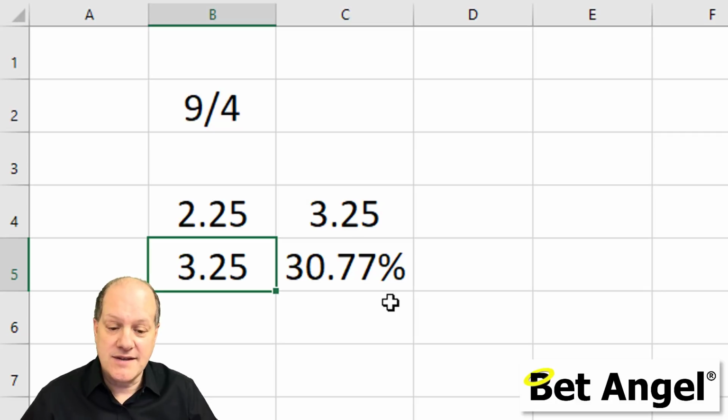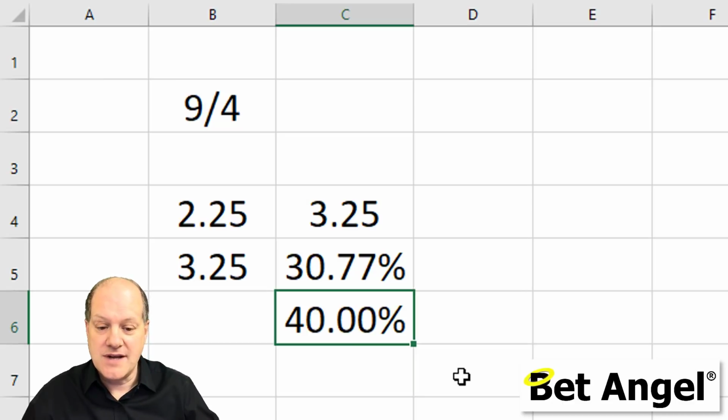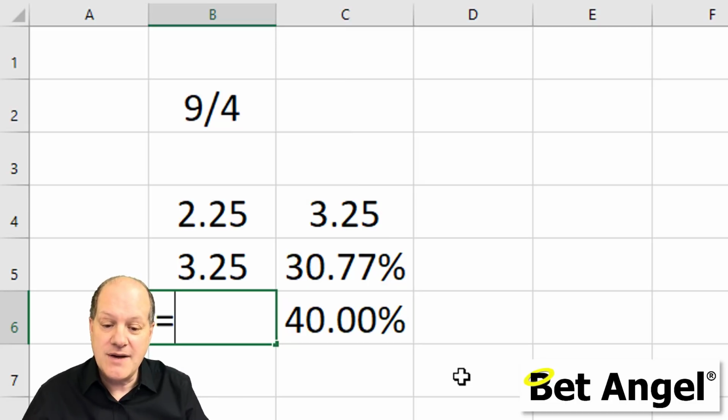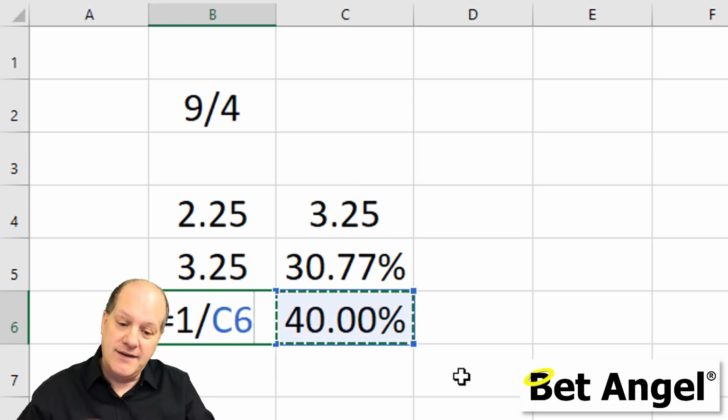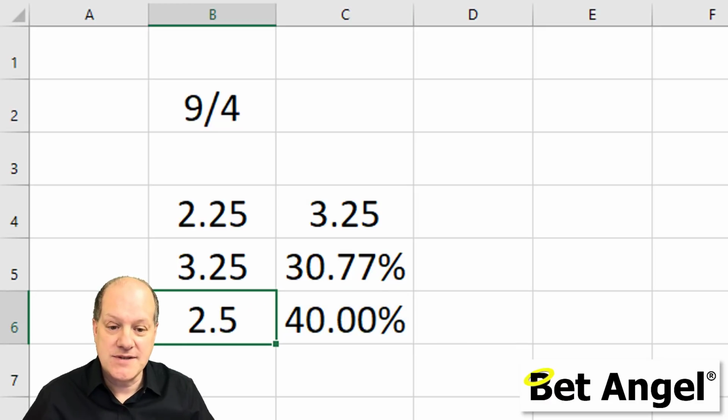But let's say, for example, that we think it's got a 40% chance of winning. So I'm going to go in here and type in 0.40, which you can see the spreadsheet has updated as 40%. If I now do 1 divided by 0.40, that cell over there, can you see it comes out at 2.5?